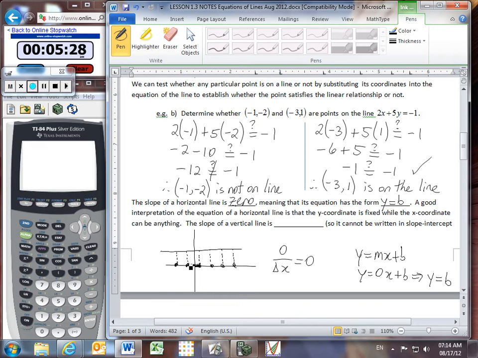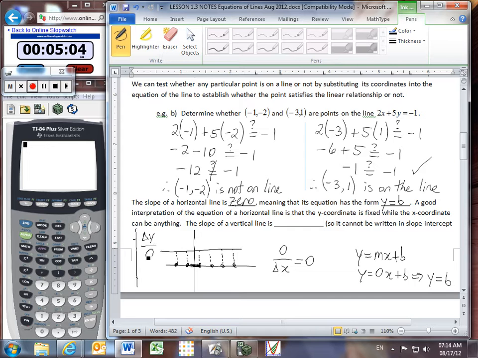And that's why we've got the form y equals b. The y-coordinate is fixed. Meanwhile, the slope of a vertical line is, well, imagine that this time with a vertical line, our rise is, well, whatever it is, delta y. But the run, as we move forward, there's been no horizontal displacement, so delta x is equal to 0.